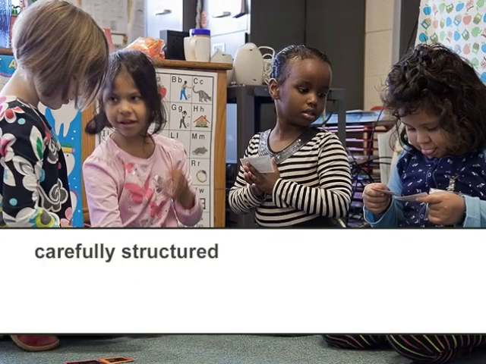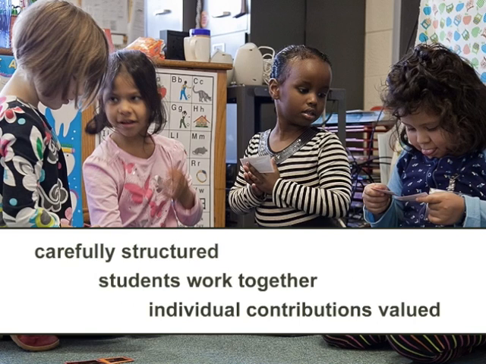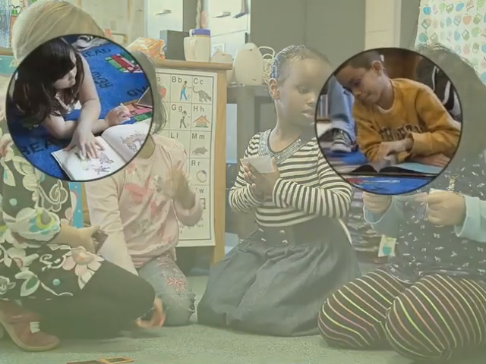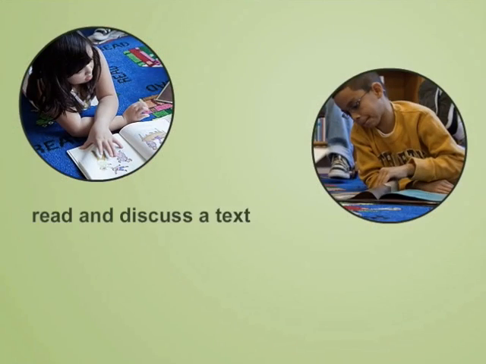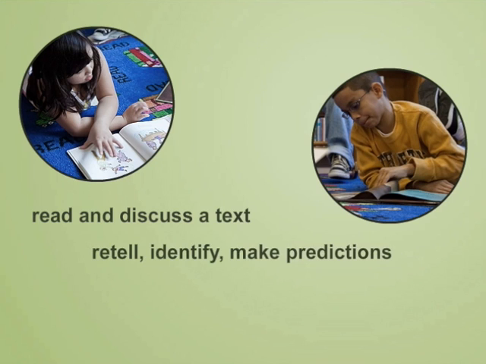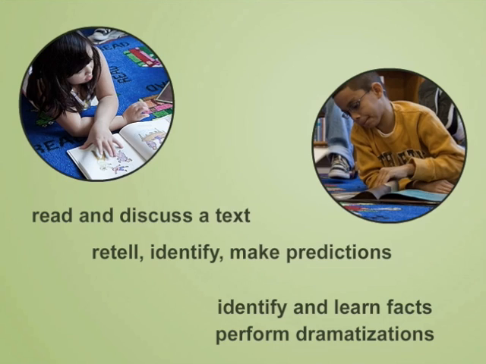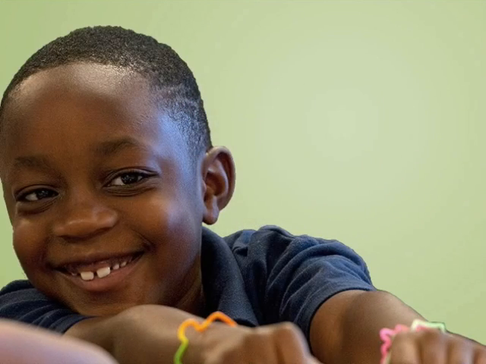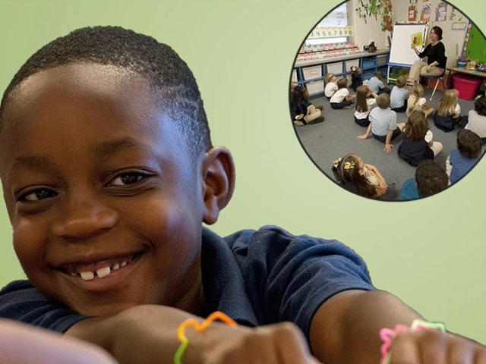Activities need to be carefully structured so that all students work together and see their individual contribution as valuable. Teachers can have students work in pairs to read and discuss a text, retell a story, identify main characters, or make predictions about how a story will end, learn interesting facts from informational texts, and perform stories in a skit or play format.